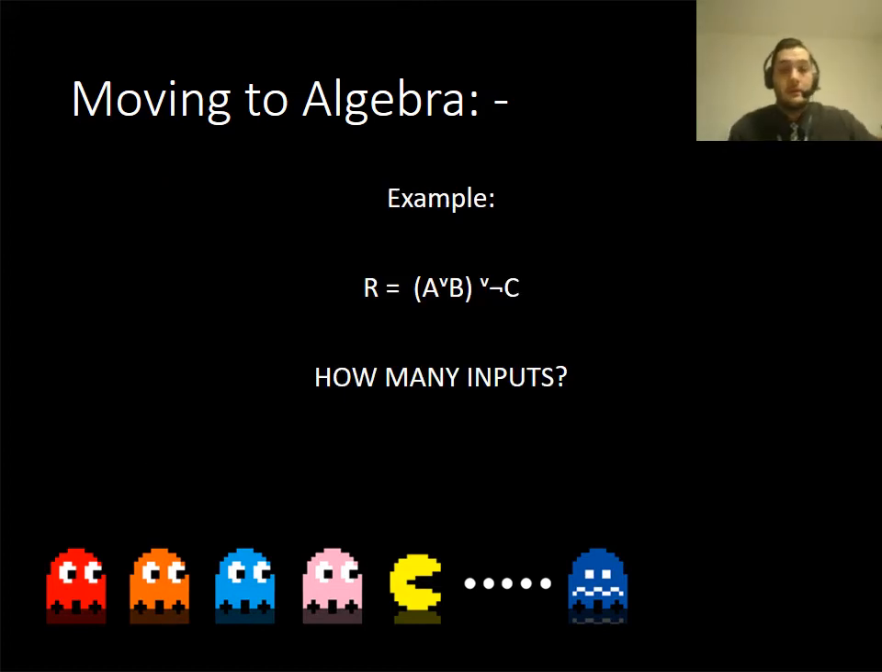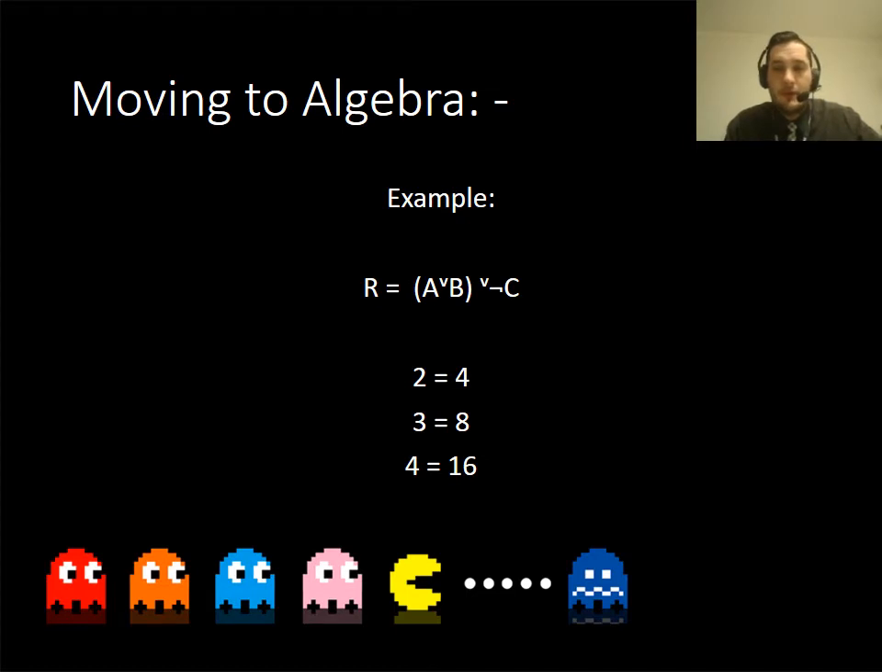So this one has 3 inputs, so it's slightly more tricky. So we're going to work on our brackets first. So we've got A or B. Remember, this symbol means or not C. So we've got A or B, so we work that bit out first. Then we use the output from that to work out not C. So let's have a look.